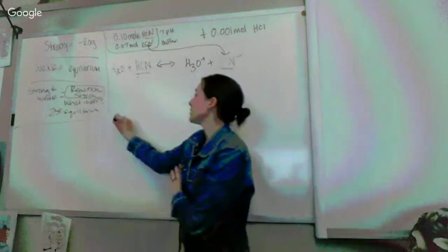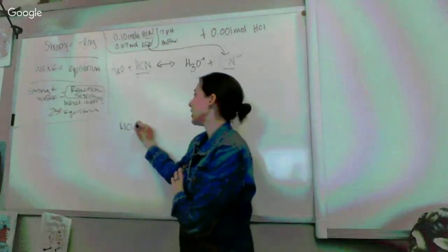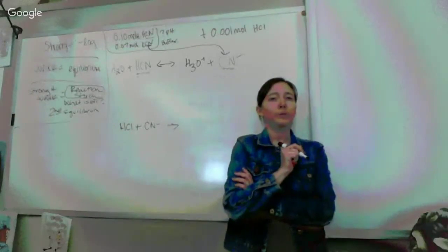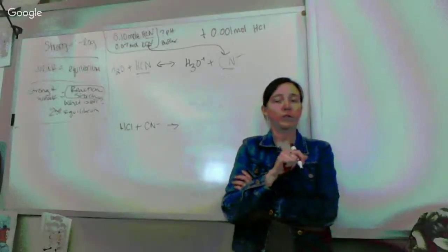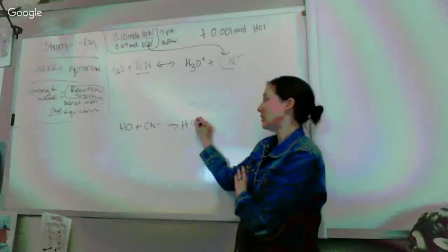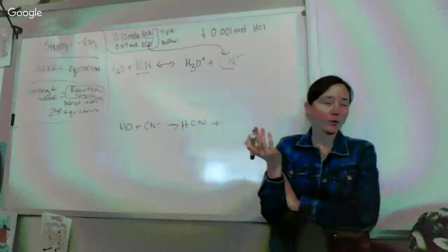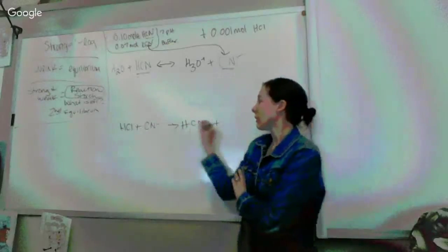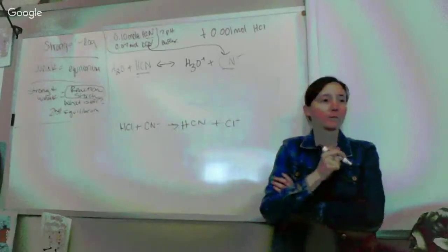The CN minus. So my HCl and my CN minus are going to do a reaction. Is it going to be an equilibrium reaction or just a forward regular reaction? Just a forward reaction, right? And I'm going to make some HCN, and that's really all we care about that's being made. If you see, you're going to have some leftover Cl minus, we don't care about that.